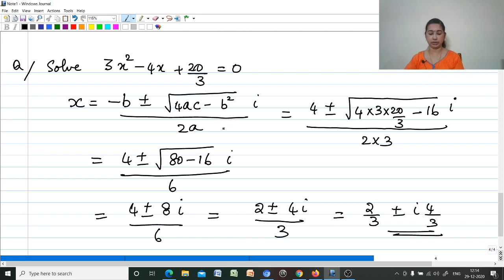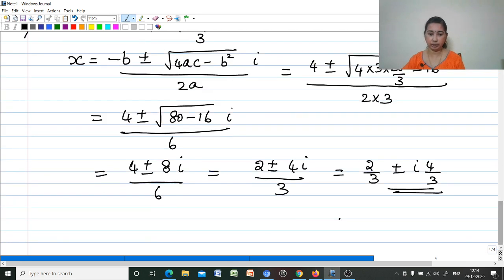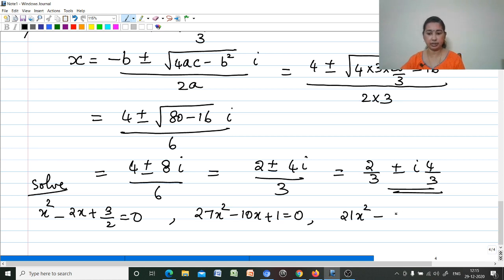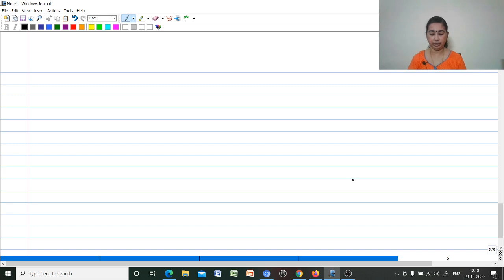That is the solution. So in a similar way you have to complete; you have to try these questions. The question is x square minus 2x plus 3 by 2 equal to 0. These all are to be solved the same way. Then the next one is 27x square minus 10x plus 1 equal to 0. And another question is 21x square minus 28x plus 10 equal to 0.